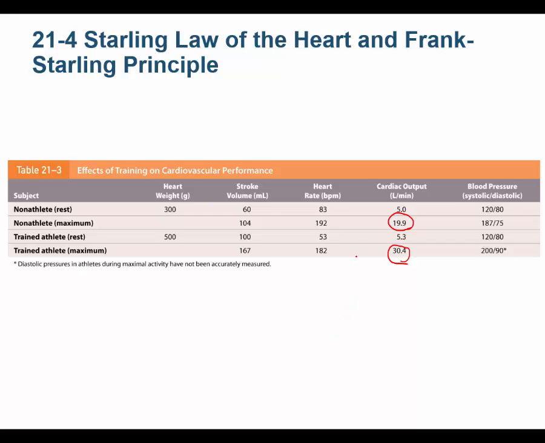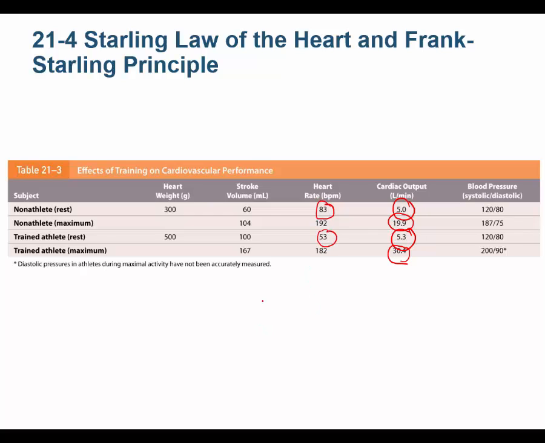Let's look at them at rest. At rest, the non-athlete has 5 liters per minute. That's his entire blood volume approximately. And the trained athlete has 5.3. That's only 300 milliliters higher, but they're both at rest, so you wouldn't expect that to be drastically different. Look at the heart rates, and we've mentioned this before. At rest, the non-athlete beats 83 times a minute, but the athlete only beats 53 times a minute.